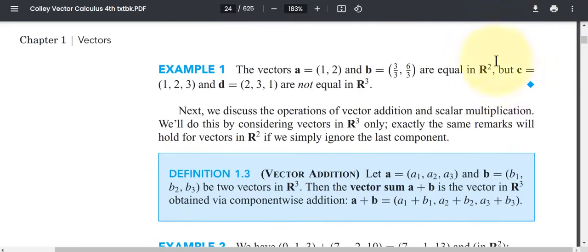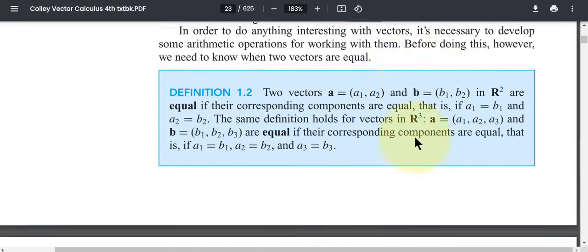Just to make that clear, they say that even though C here and D here have the same elements, they're not called equal vectors. They might be called equal as sets, but they're not called equal vectors.